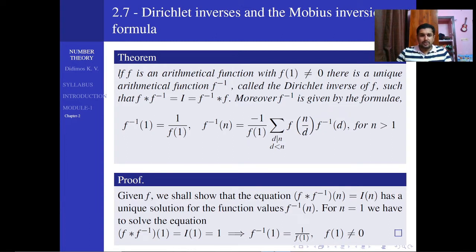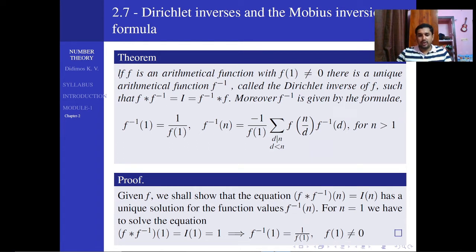We have to solve the equation f star f inverse of 1 is equal to I of 1, that is equal to 1. That statement implies that f inverse of 1 is equal to 1 by f of 1. Of course, f star f inverse of 1, where star denotes the Dirichlet product, is sigma d divides 1 of f of d f inverse of n by d. N is 1 here, so the only possible divisor of 1 is 1. Then that summation contains only one term, that is f of 1 into f inverse of 1 by 1, which is also f inverse of 1.